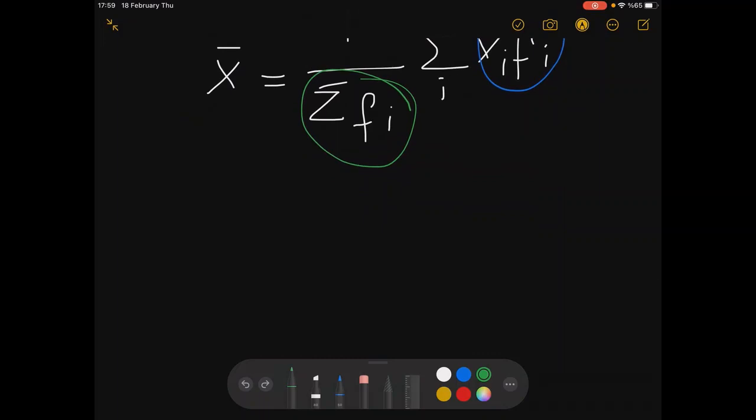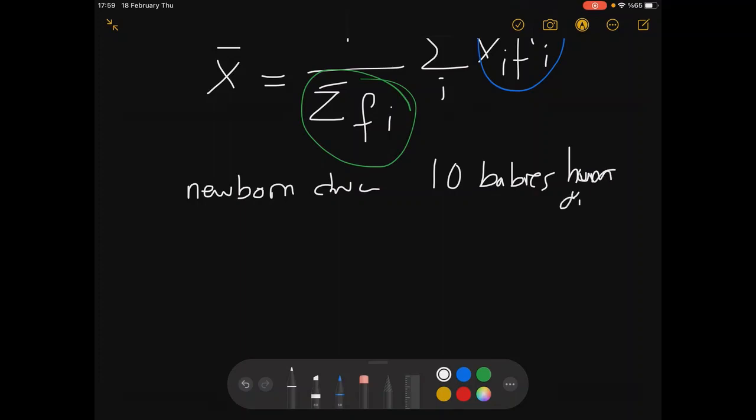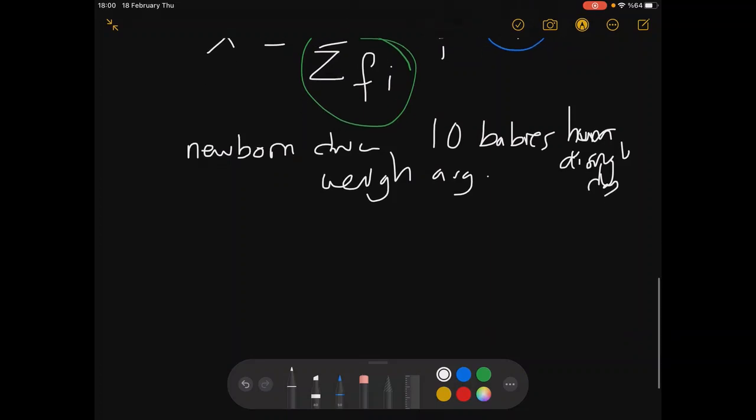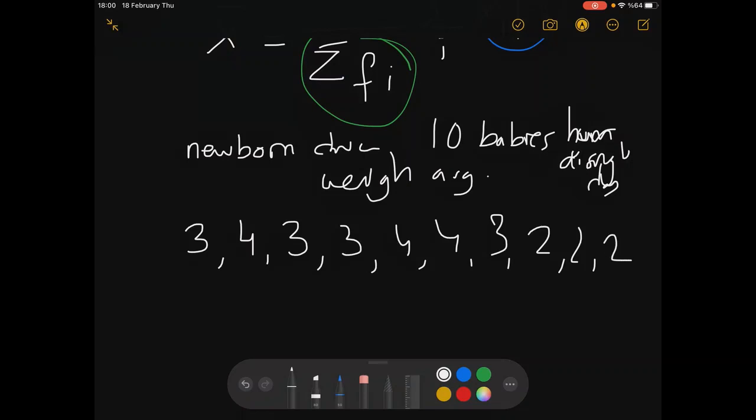Okay, let's solve an example about this. Suppose that in a newborn clinic, let's say 10 babies have been born in a single day. What is their weight average? Okay, let's say the arithmetic mean of their weight, for example. You take the values into consideration here. Let's write them from our textbook: 3, 3, 4, 4, 3, 2, 2, 2. That's it. That's all our data.